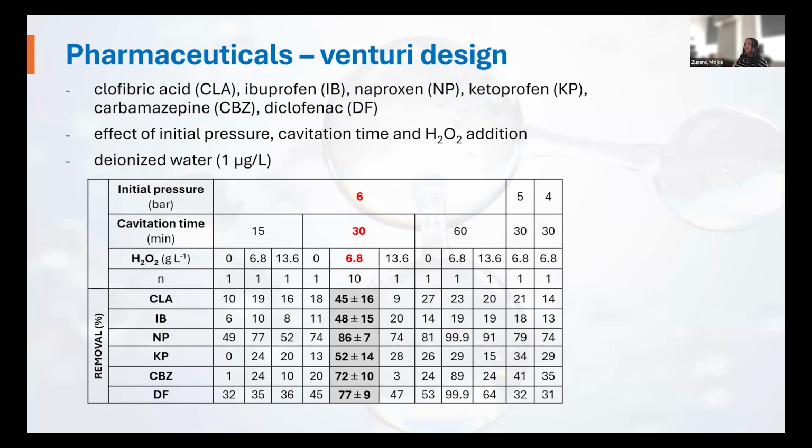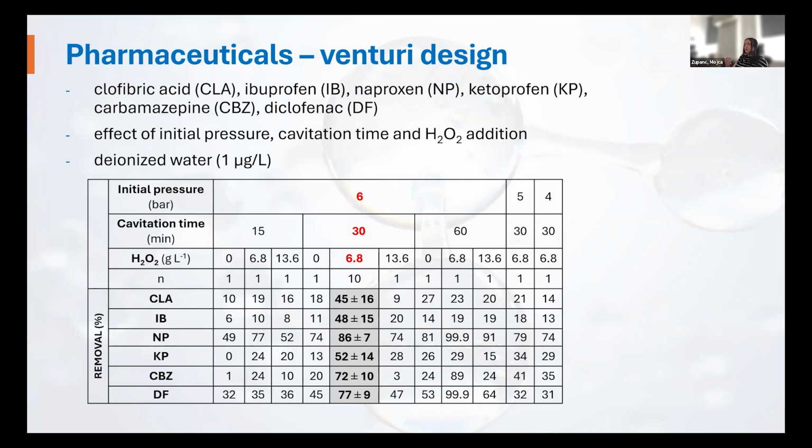We can see here that all the tested parameters have a role, and that the highest initial pressure is the most effective, which can be linked to the intensity of cavitation and the production of more hydroxyl radicals and thus higher degradation. What you can notice immediately here is that pharmaceuticals are degraded, but not to the same extent, which once again shows that their degradation strongly depends on their chemical structure and physicochemical properties.